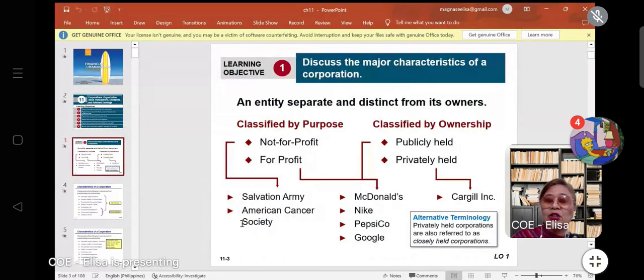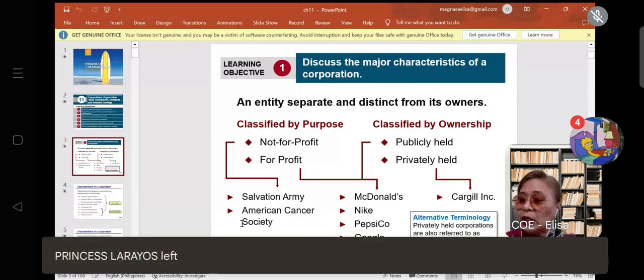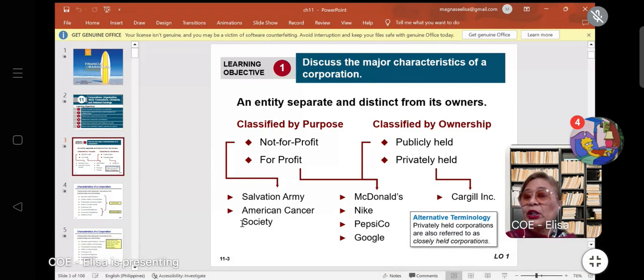Now, when you say corporation, it is an entity separate and distinct from its owners, because unlike the sole proprietorship and the partnership, the sole proprietorship is represented na siya sa owner, so that kung makautang ang tindahan, di kabayad ang tindahan, pwede mahabol ang personal property sa owners.